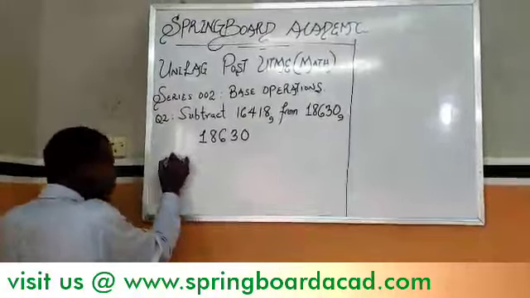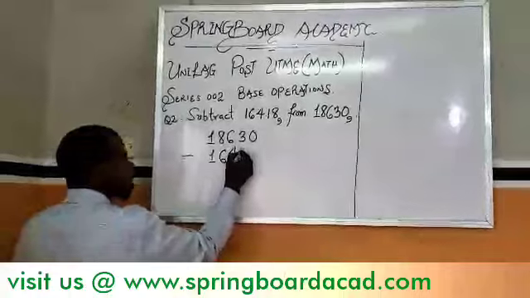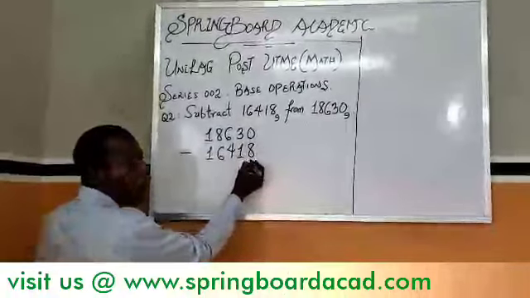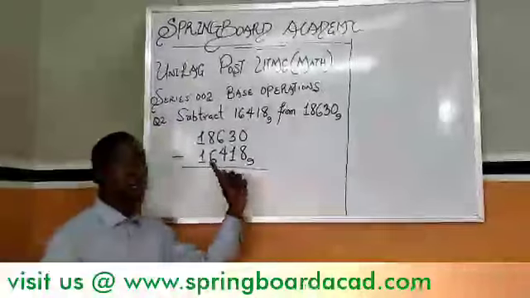18630 minus 16418, all in base 9. Let's subtract. Now take note.